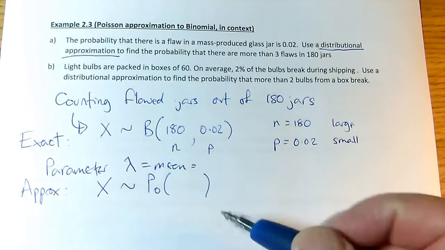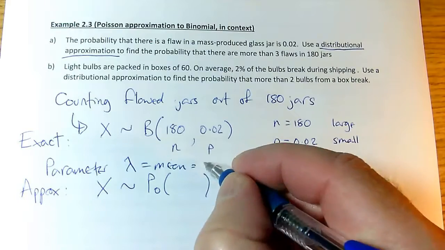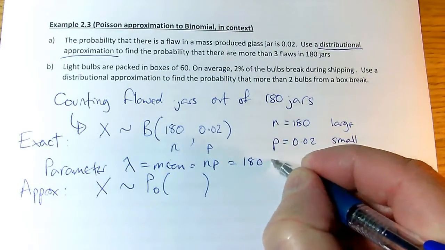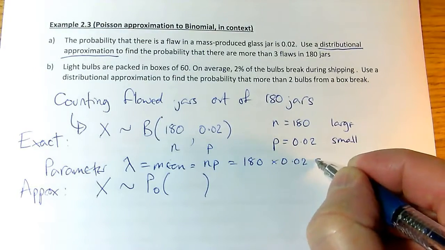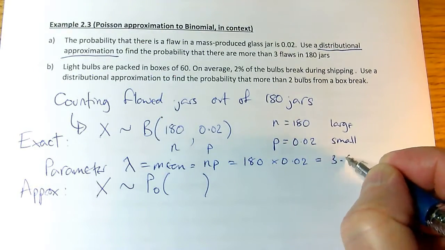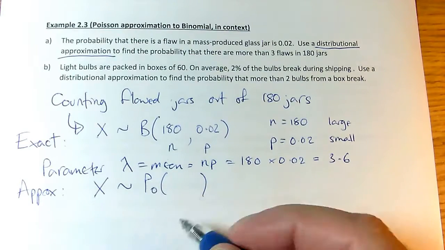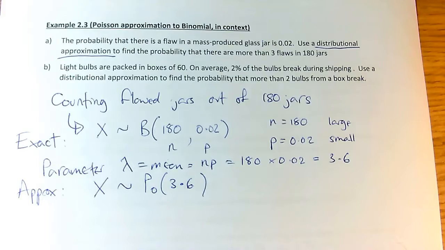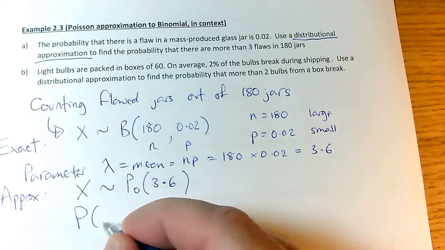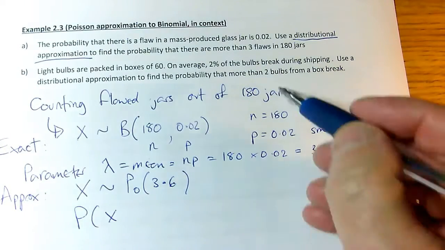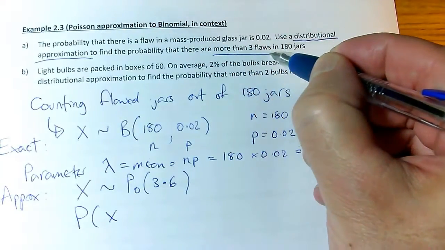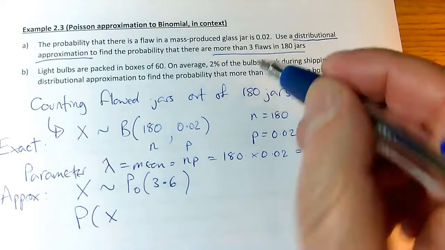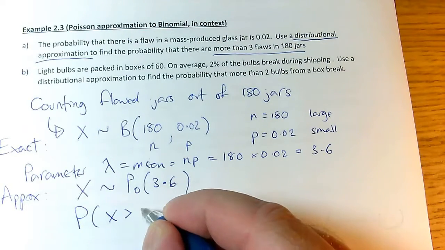So the mean of a binomial. I've got a binomial. I want its mean. So that's np, which is 180 times 0.02, which is 3.6. So therefore, that's my value for lambda. So I need a Poisson with a lambda of 3.6. And now all I've got to do is find the probability that x is, well, what do I want? I want there to be more than 3 flaws in those 180 jars. X is greater than 3.